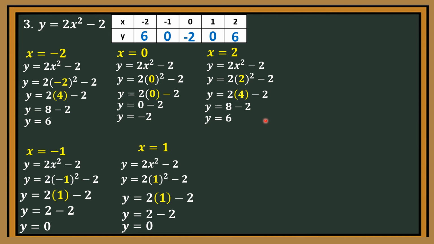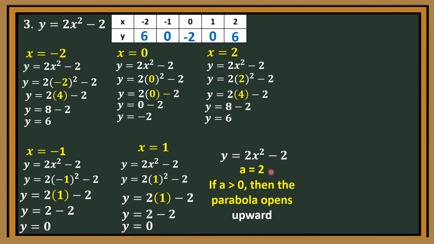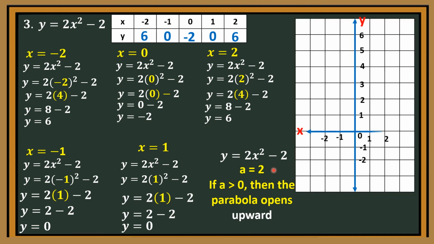Pwede na tayo mag-graph. Pero bago yan, determine muna natin kung ano ang opening ng graph. Let us use the original equation. Y is equal to 2x squared minus 2. This is the original equation. So, ang gagawin natin, hahanapin natin ang value ng A. Kasi, ang A ang magsasabi kung ano ang opening ng graph mo. So, what is the value of A here? Positive 2. So, ang positive 2 ay greater kay 0. So, if A is greater than 0, then the parabola opens upward. So, ganito siya.